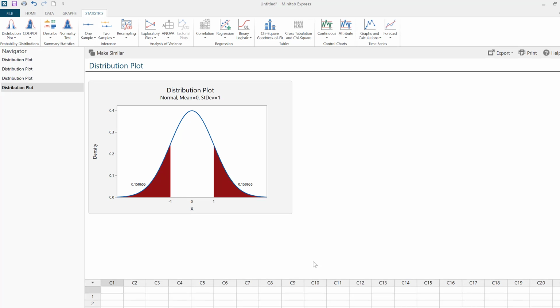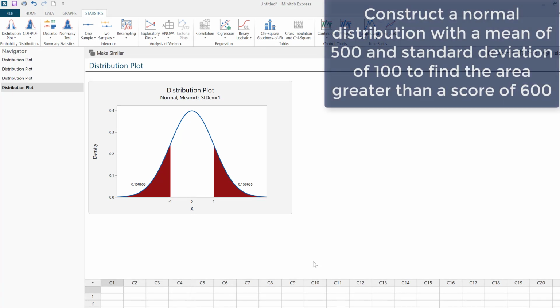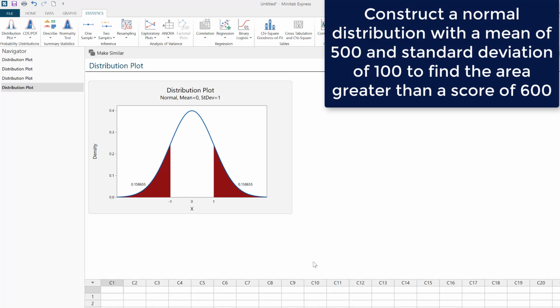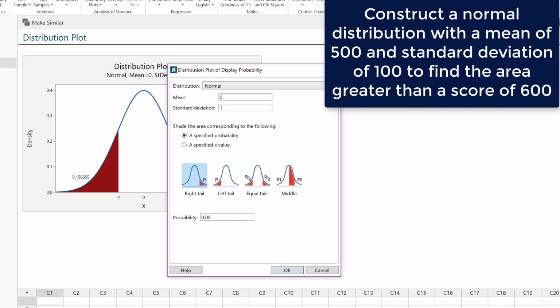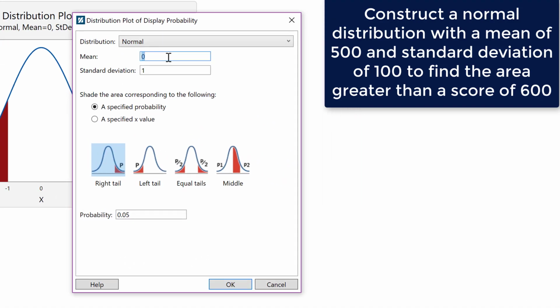The last example that I'm going to do is a little bit different. This time, we're going to have a normal distribution with a mean of 500 and standard deviation of 100 to find the area greater than a score of 600. We'll still construct a probability distribution plot to display the probability. Now we need to change the mean and standard deviation for our normal distribution to 500 and 100. We have a specified x value. We want to find the area greater than, or in the right tail, of a score of 600.